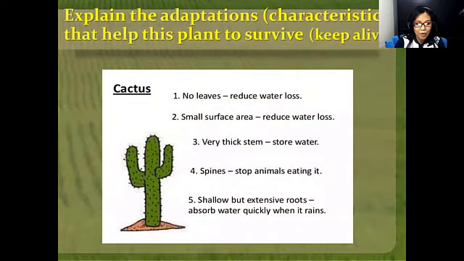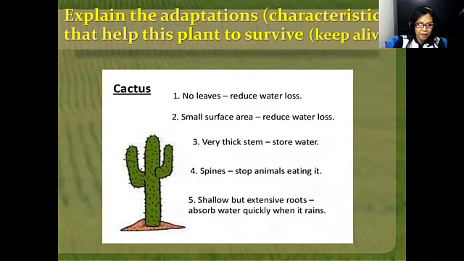Okay, so here I'm going to give you an example of one living thing that has adaptations, or characteristics that help this plant to survive or keep it alive in its habitat. Do you know where the cactus lives? The cactus lives in a desert. What kind of habitat is desert? Of course, you know that desert is very hot and dry. And what are the characteristics of this cactus that help it to survive in its environment?